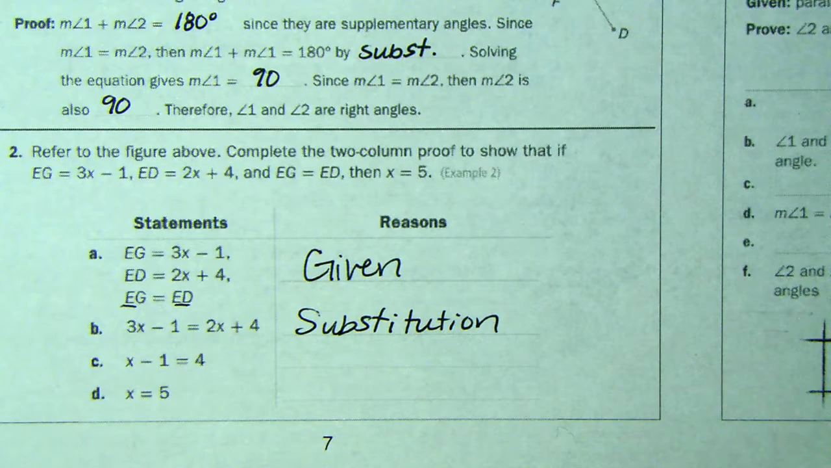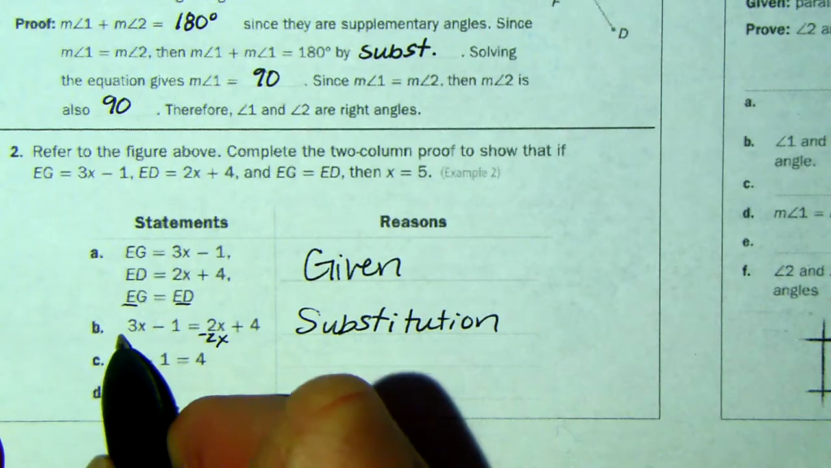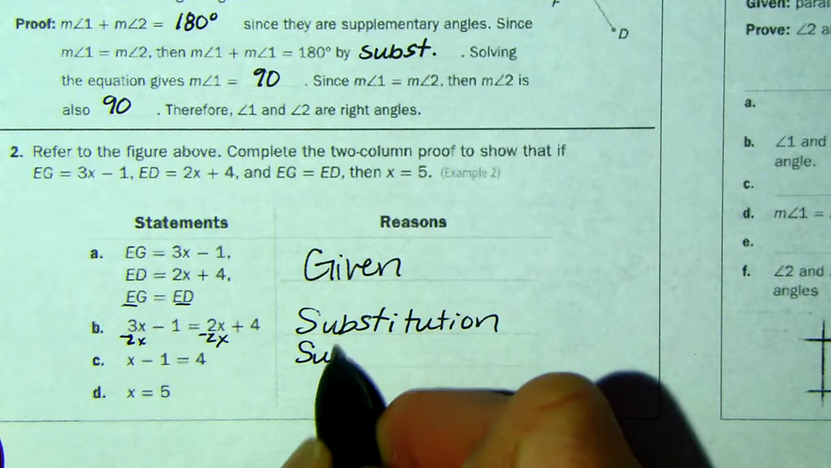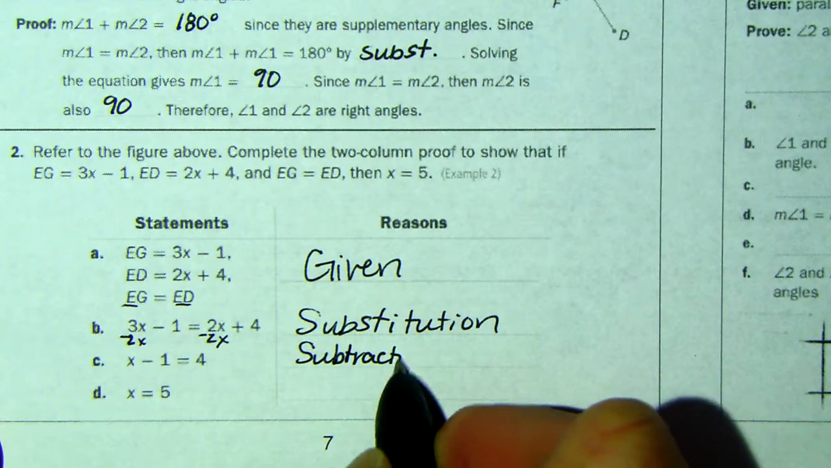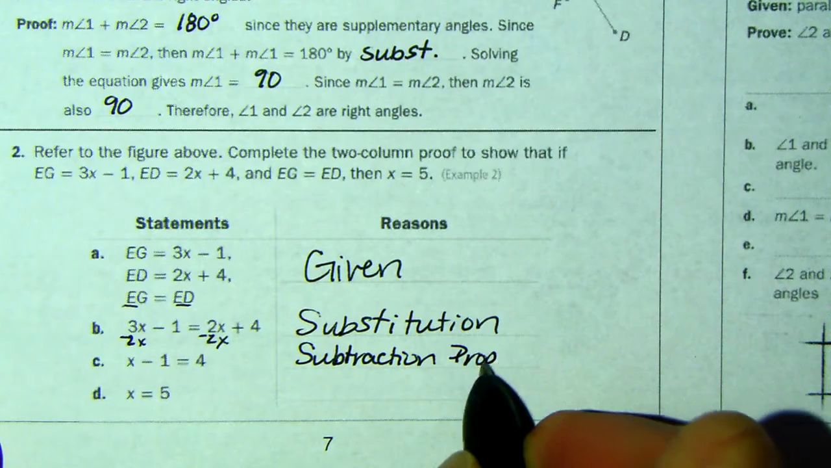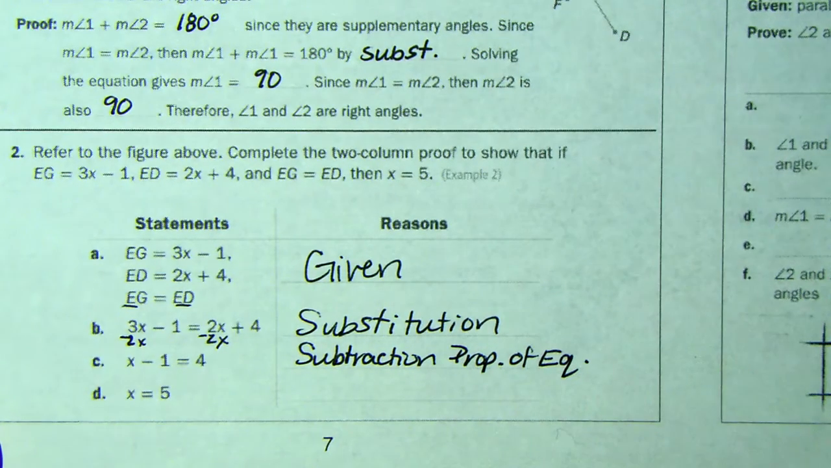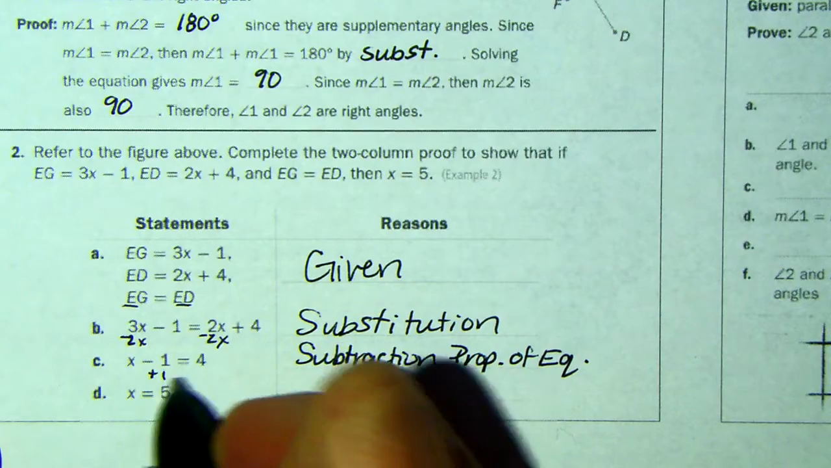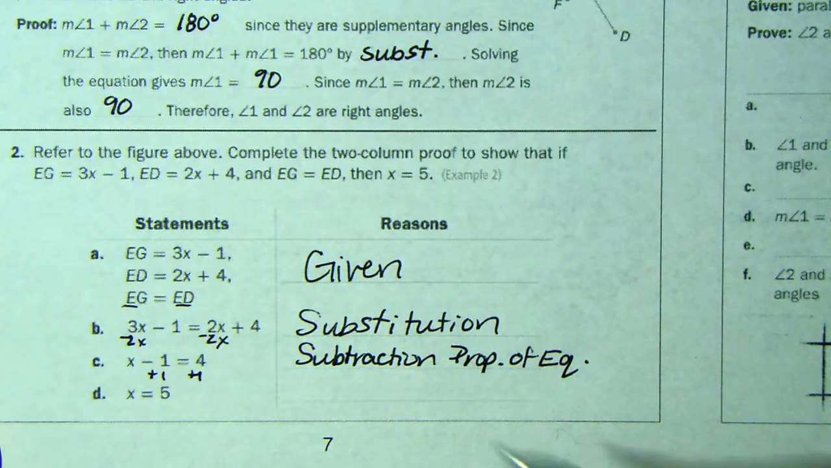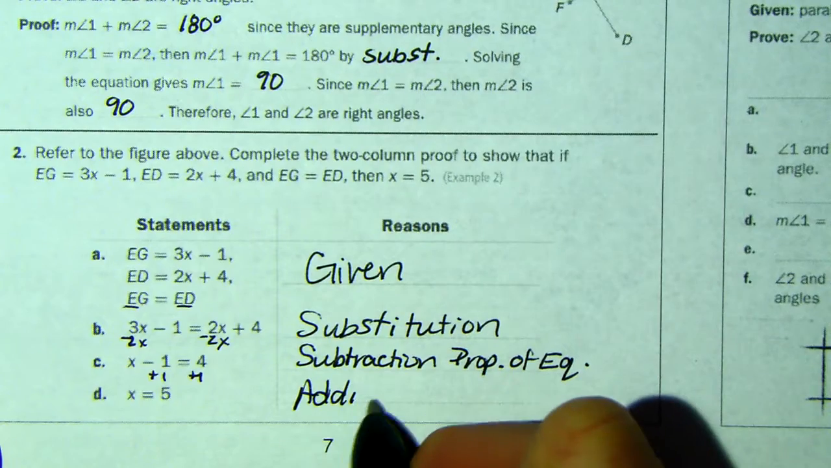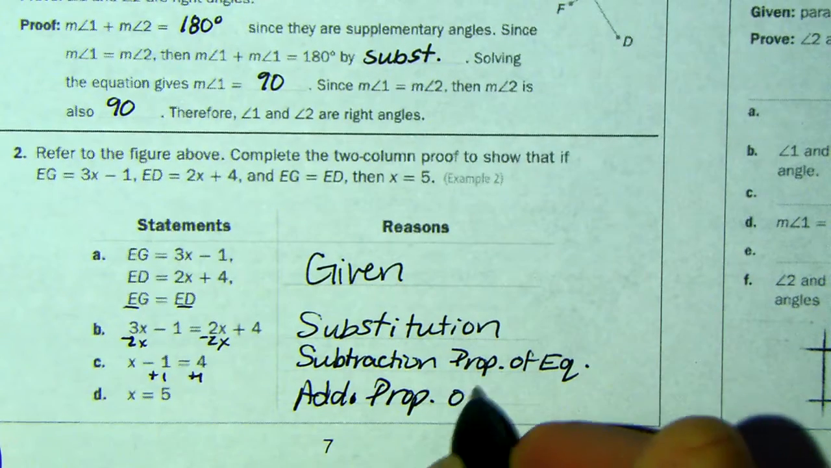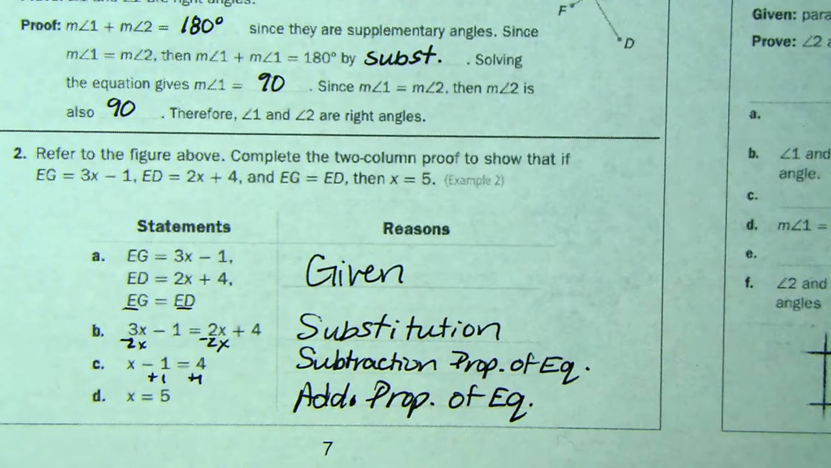Okay, now looking at B to C, what did they do? So, subtraction. Why did I write it out? And then the last one, addition. Okay. Some of you are working ahead and already have those answers in, so awesome job.